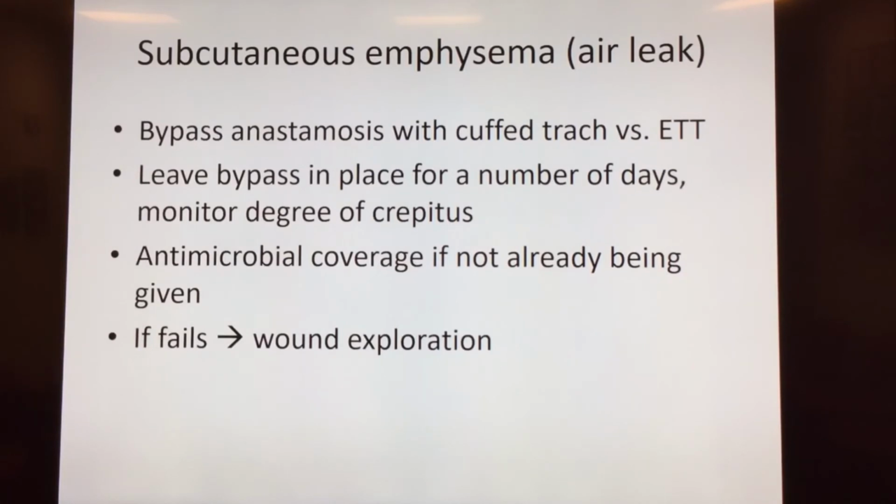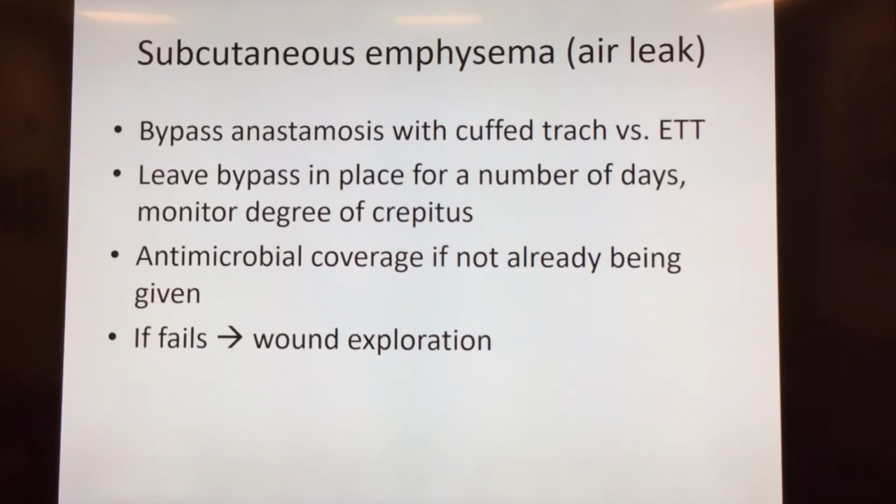So you have a cuff below the area that's leaking, and your endotracheal tube will bypass the anastomosis and go straight from your lungs out to the mouth. Or your trach would go from the lungs out to the outside world. You leave that bypass in place for a number of days, anywhere from 3 to 5 to 7, depending on how things are going. You want to monitor the degree of the crepitus that your patient's experiencing. If they're not already on antimicrobial coverage, we would recommend starting some.